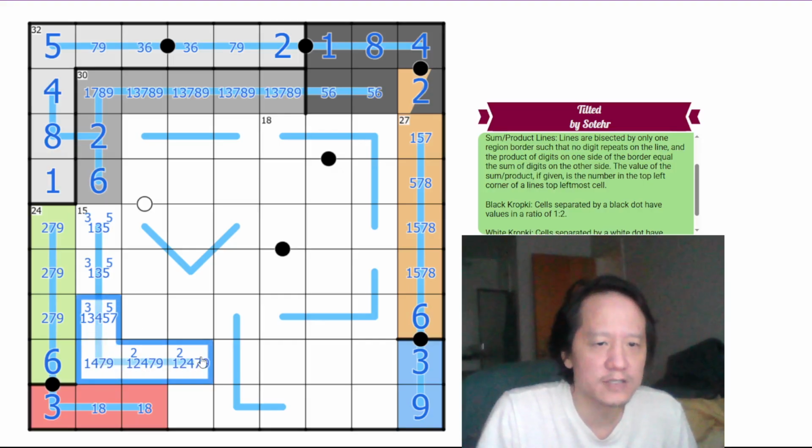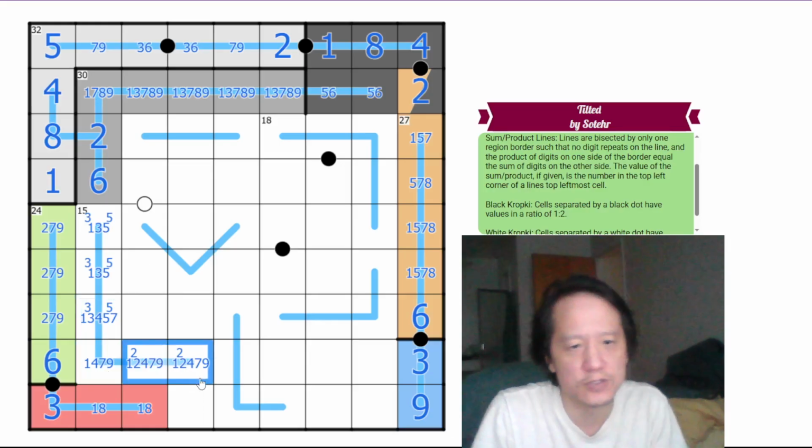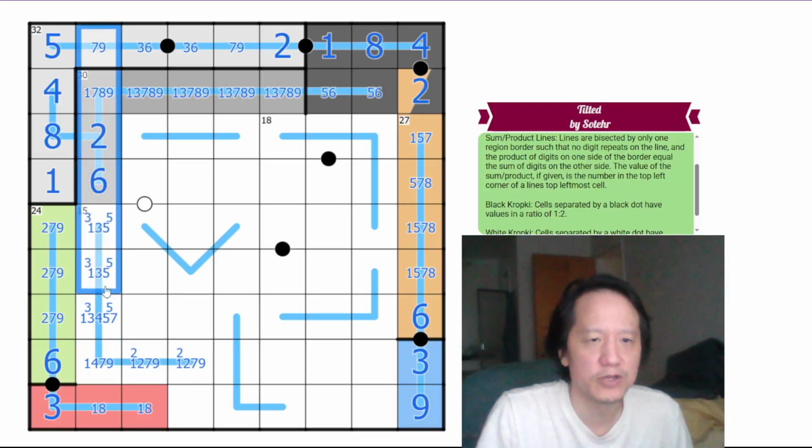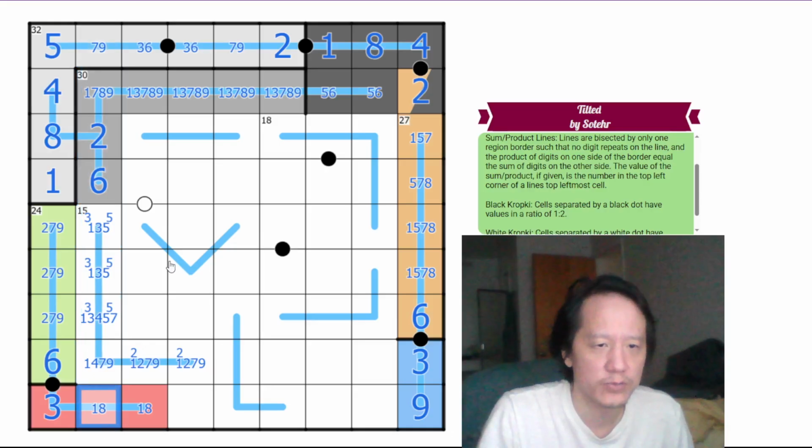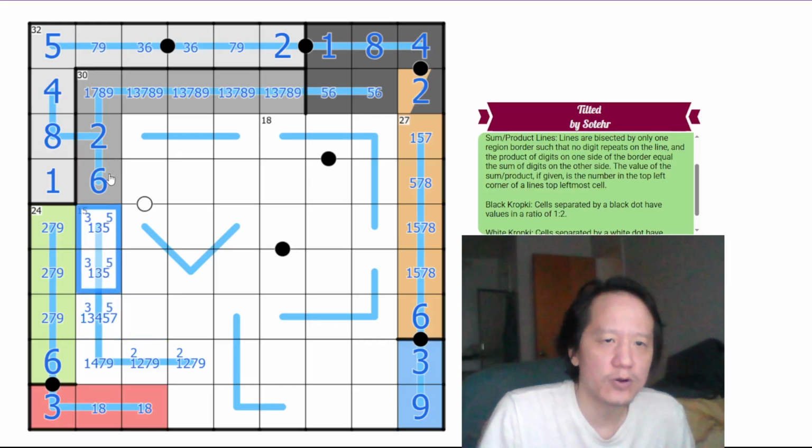So 4 has to be one of these 4 digits. Well, we know 4 actually has to be one of these 2 digits here, so this can't be 4, because there's no other place for 4 in column 2. 4 can't be here. 4 can't be any of these. This cannot be part of this gray cell, gray region.